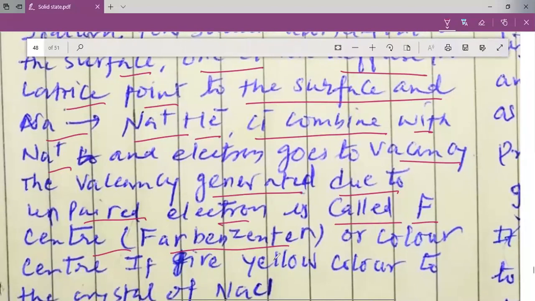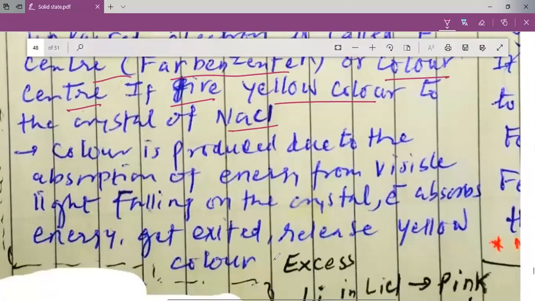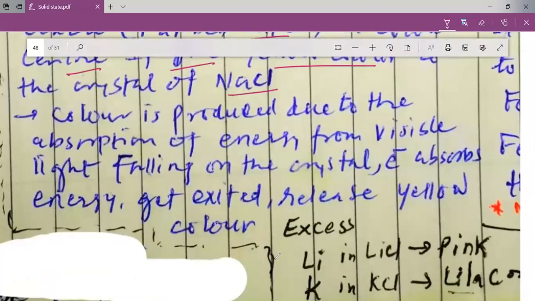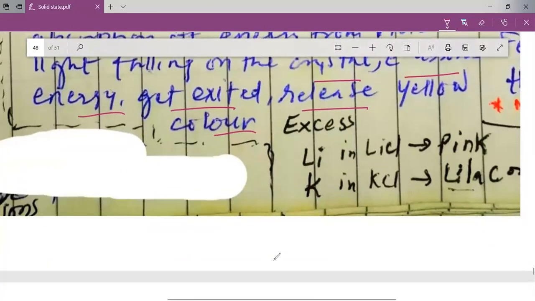In Germany, it is known as the Farben or the colored center. It gives yellow color in the crystal of NaCl. Color is produced due to the absorption of energy from visible light falling on the crystals. Electrons absorb the energy and get excited and thus release yellow color. Please remember that in case of lithium, LiCl, the color spot is of pink color, and in case of potassium KCl, the color spot is lilac in color.